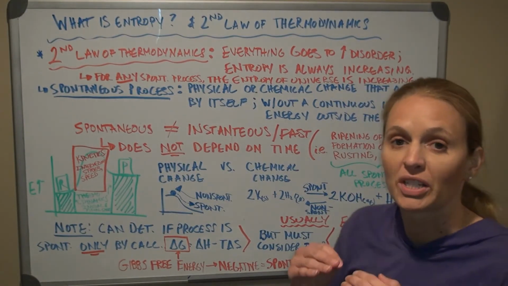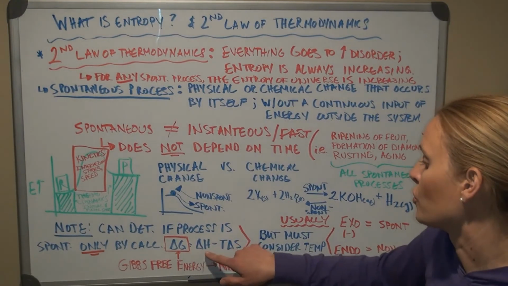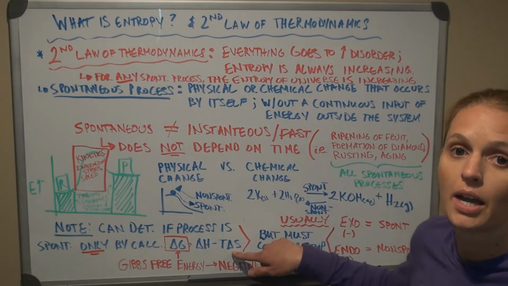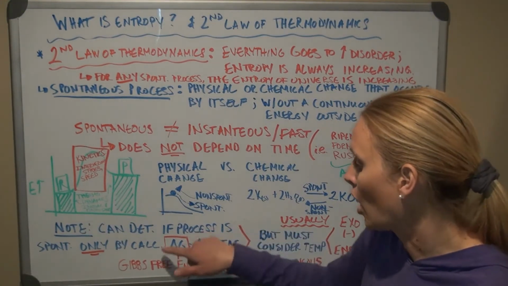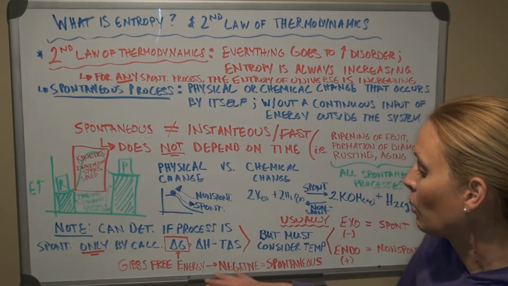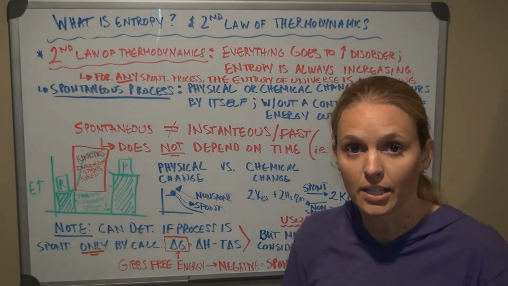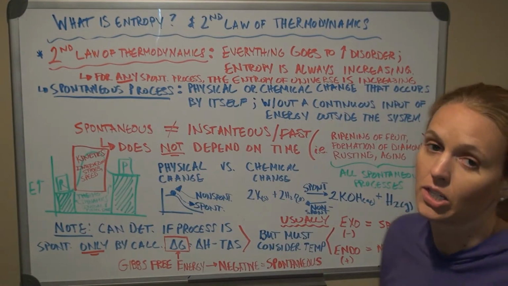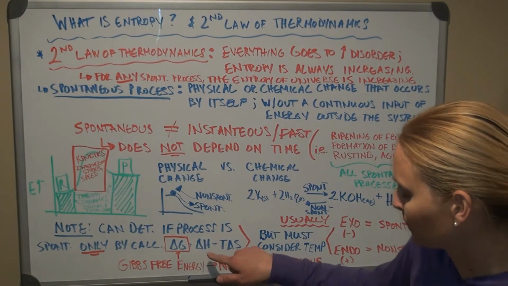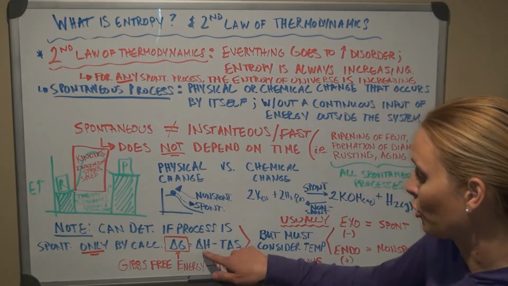If we want to know if it's spontaneous, we have to calculate delta G, and delta G is equal to enthalpy minus temperature times entropy, okay? And we'll talk a lot more about what this means very shortly, okay? But anyway, the Gibbs free energy, if we calculate that and it is negative, then that means that it is a spontaneous process, okay?